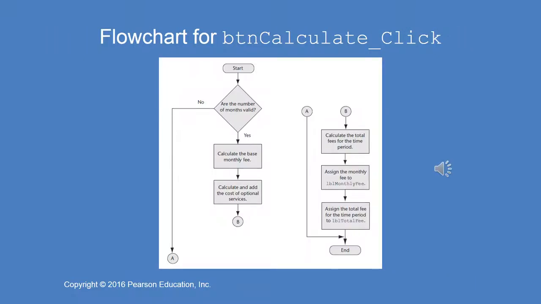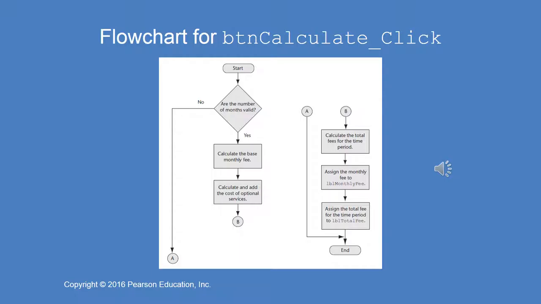Here we have a flowchart for the calculate button click event. And obviously, since we spent a lot of time discussing input validation during this lecture, you're going to have to add input validation to determine that the input meets the rules set by the programmer. So in this particular flowchart, the first thing the programmer needs to do is determine if the input for the number of months is valid. And if it's not, you've got to end and you've got to display a message to the user.